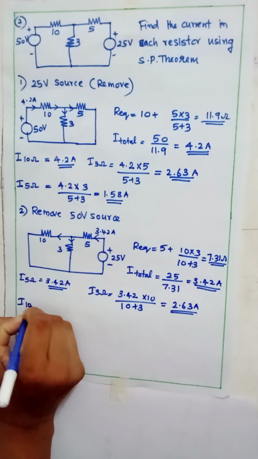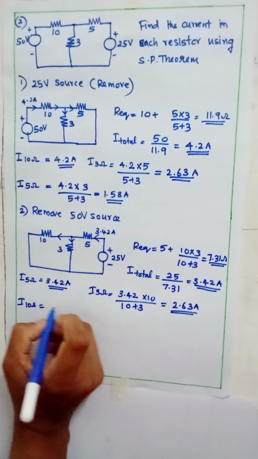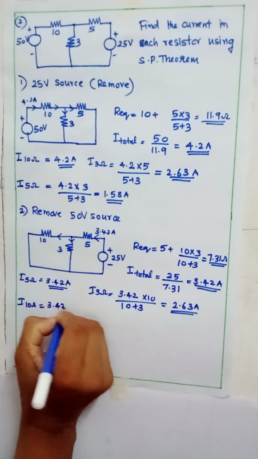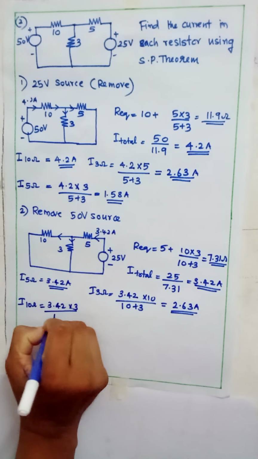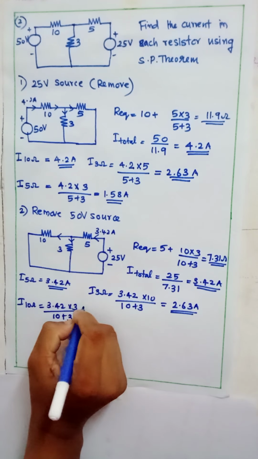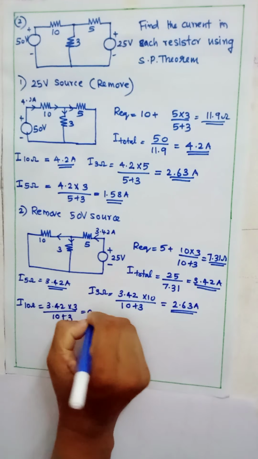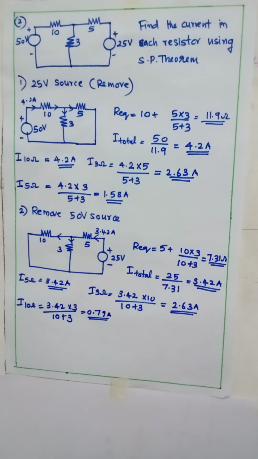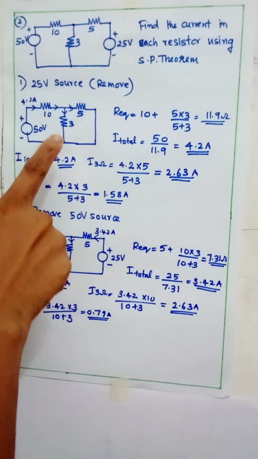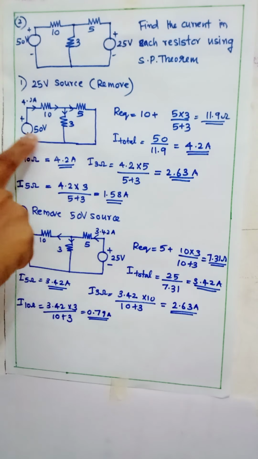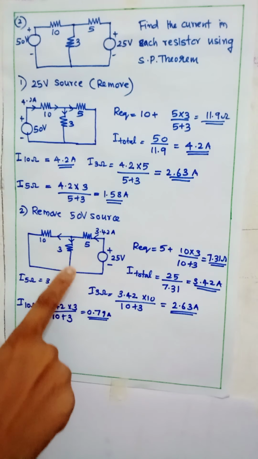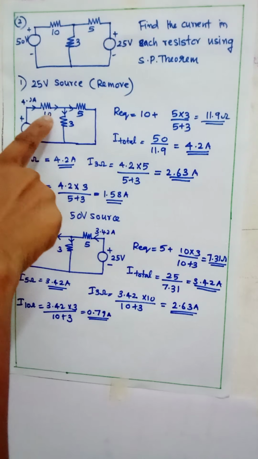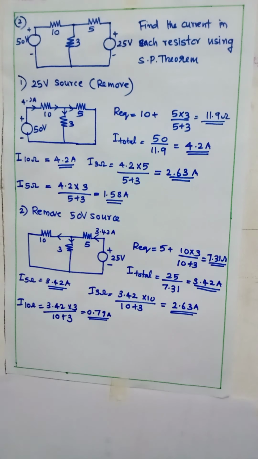Current through 10 ohm resistor is equal to total current into resistance of the next branch divided by total resistance. It's equal to 0.79 ampere. So here we found current through 3 ohm resistor with the only first source, and here also current through 3 ohm resistor with the second source. Likewise we found the current through 10 ohm resistor and 5 ohm resistor.